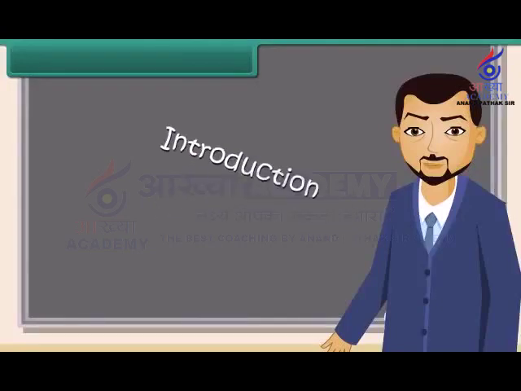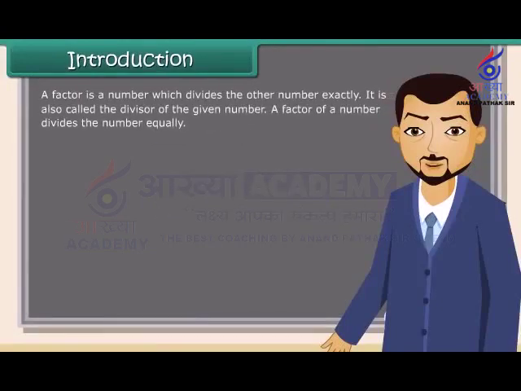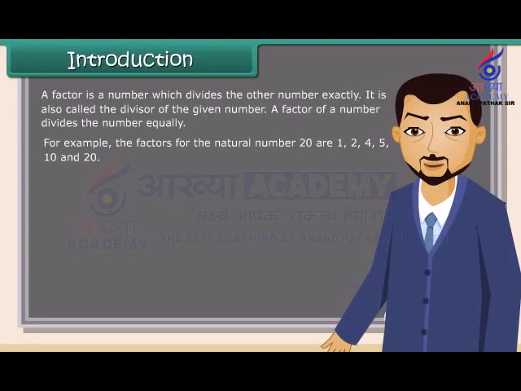Introduction. A factor is a number which divides the other number exactly. It is also called the divisor of the given number. A factor of a number divides the number equally. For example, the factors for the natural number 20 are 1, 2, 4, 5, 10 and 20.